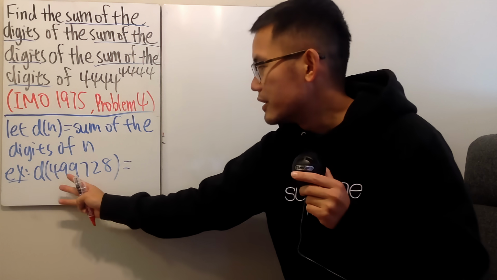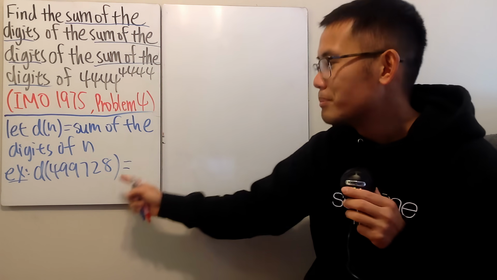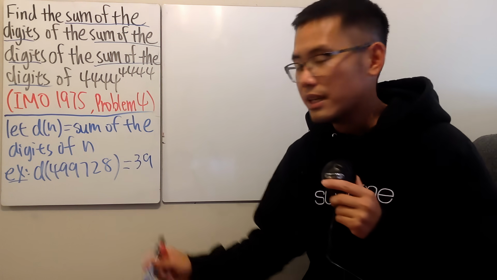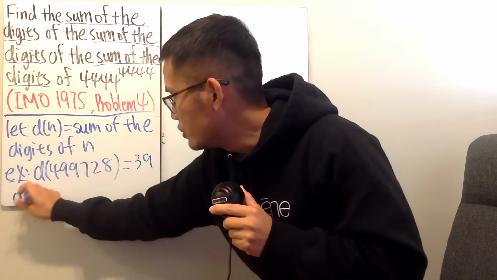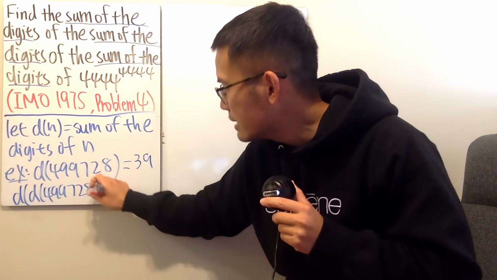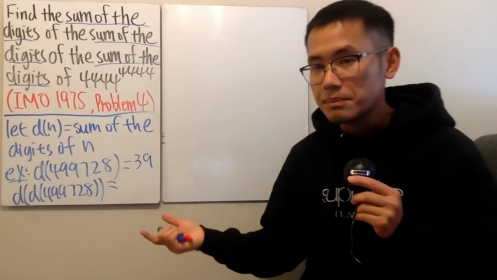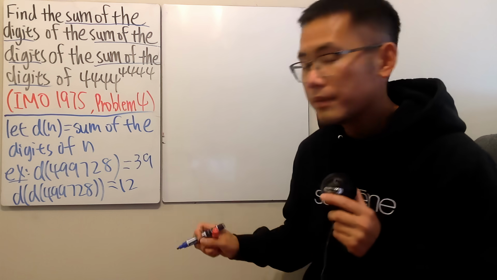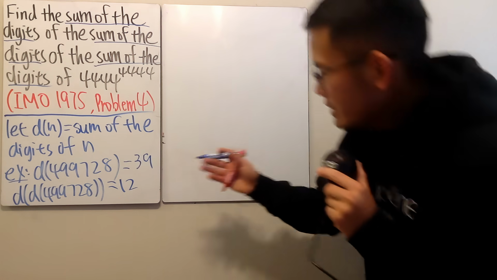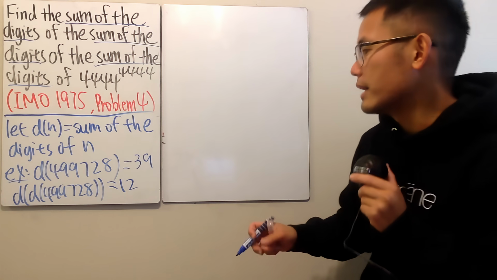So 4 plus 9 is 13, plus 9 is 22, plus 7 is 29, plus 2 is 31, plus 8 is 39, right? So this is it. And then of course, you can do it again. The digit sum of 499728 we know is 39 already, so just do the digit sum again. 3 plus 9 is 12. And if you do it again, of course, you just get 3. You see, the digit sum gets smaller pretty quickly, right?